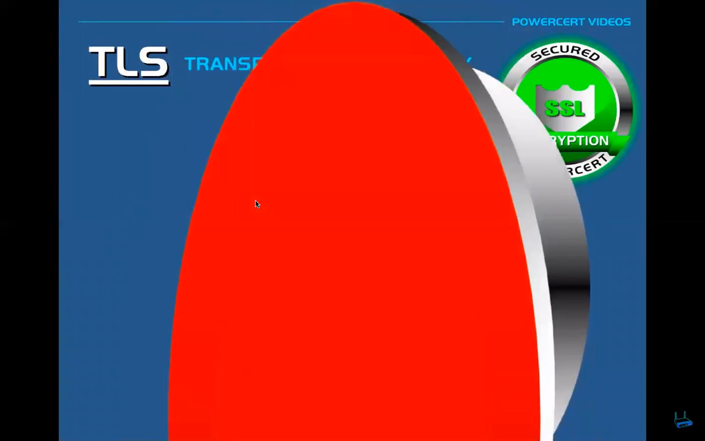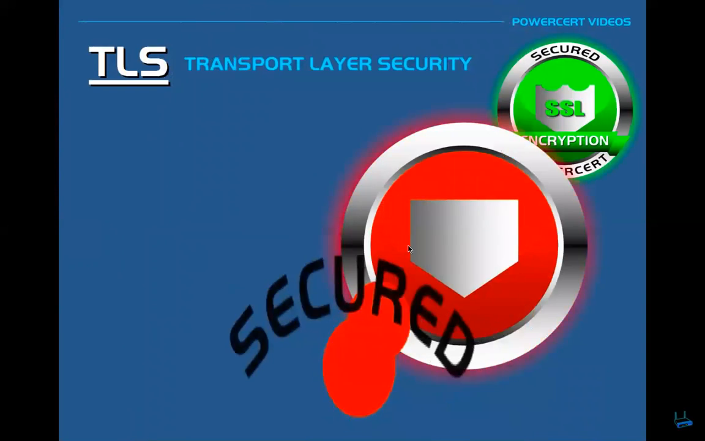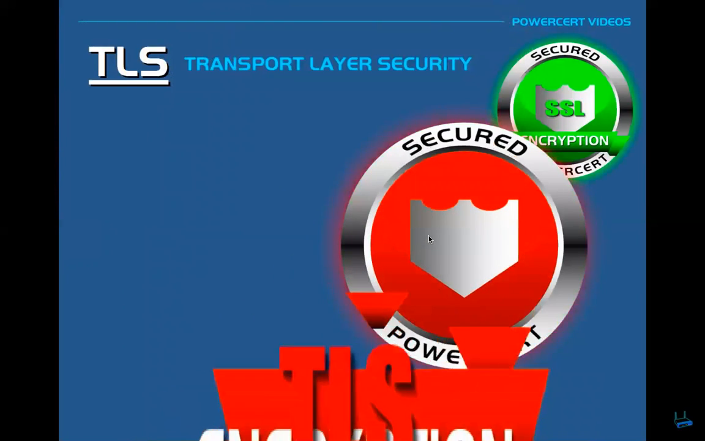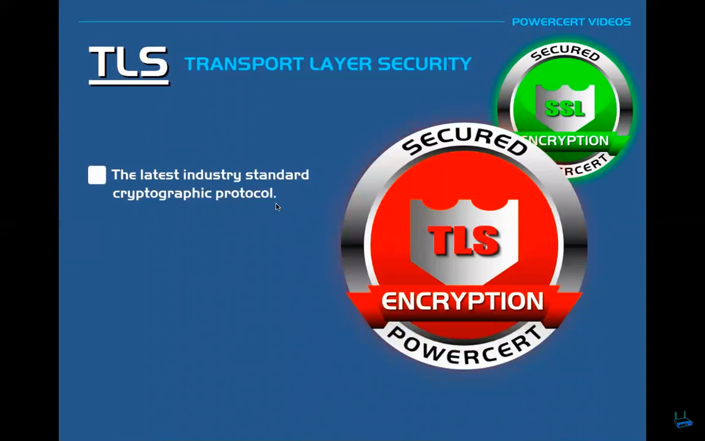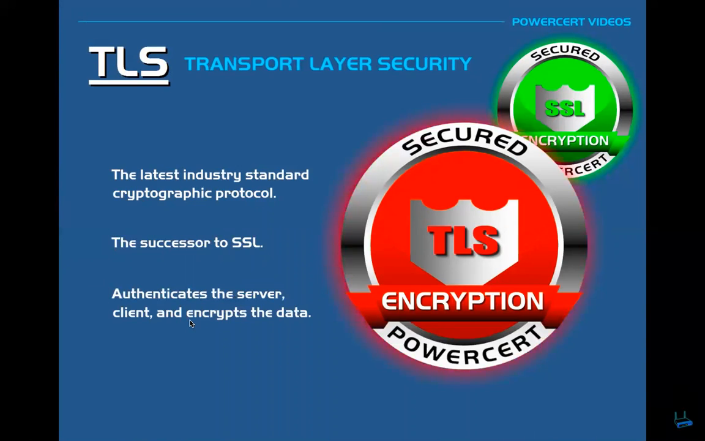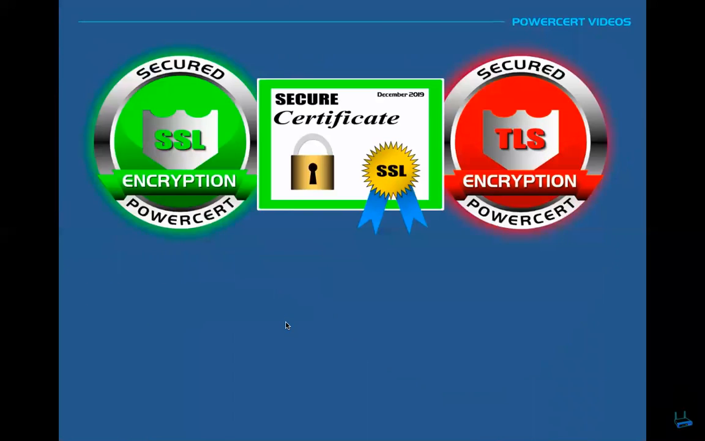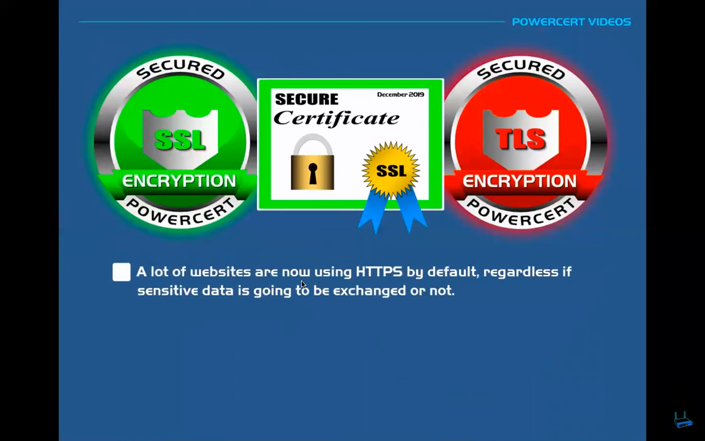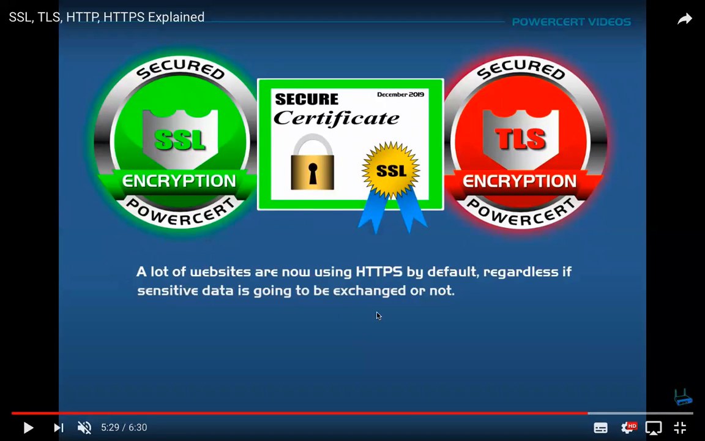Now we have the new one, TLS, Transport Layer Security, the latest industry standard cryptographic protocol, the successor to SSL. This is the latest technology after SSL. It authenticates the server and client and encrypts the data. So this is how it works. A lot of websites are now using HTTPS by default, regardless of whether sensitive data is going to be exchanged or not. So that is the video.